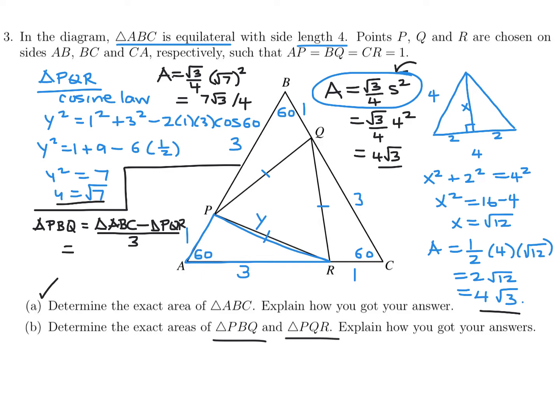We already did this. ABC is 4 root 3. PQR we got as 7 root 3 over 4. And then we have to divide by 3. And when you crunch out these numbers, you get 3 root 3 over 4. And that completes number 3.